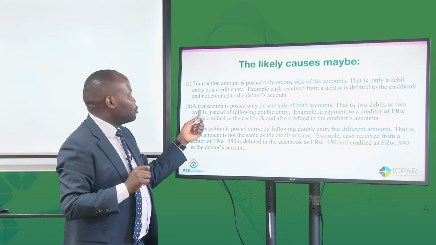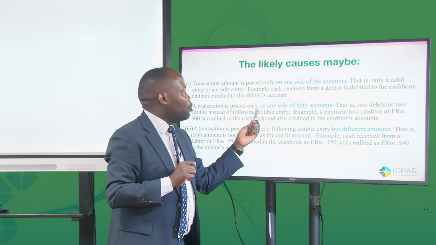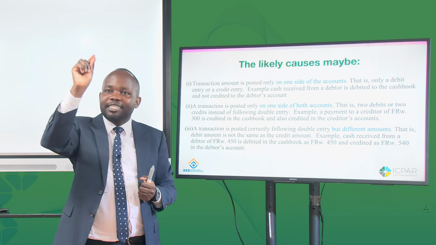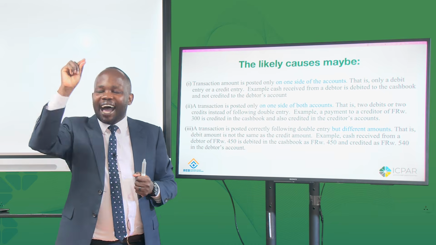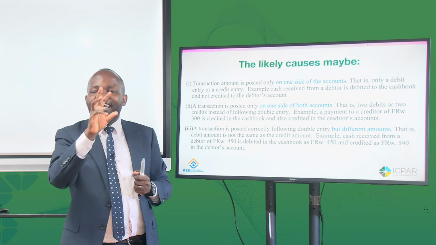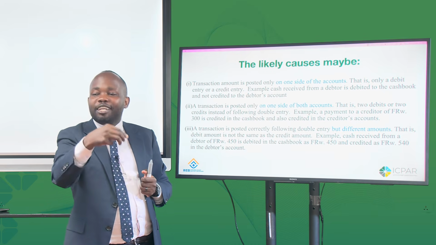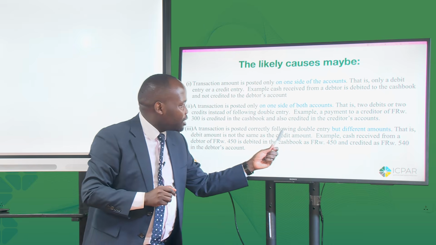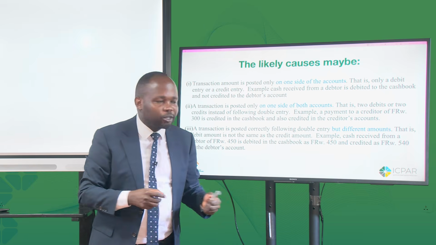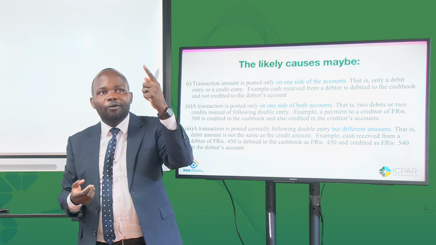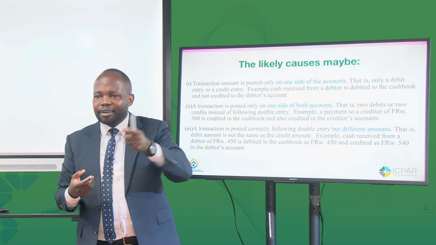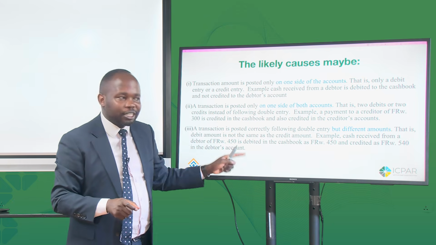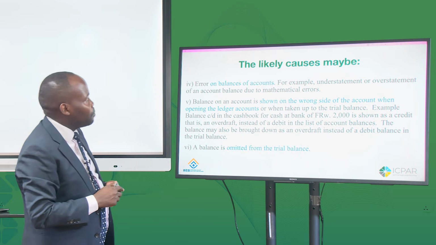balance. Number two, a transaction is posted only on one side of both accounts. You are supposed to be posting debit and credit, but you debited and debited. So the debit side will be overstated. The debit side will actually double. Number three, a transaction is posted correctly following the double entry, but different amounts. On the debit, you posted 1 million. On the credit, you posted 100,000. In that case, this causes errors that affect the trial balance.